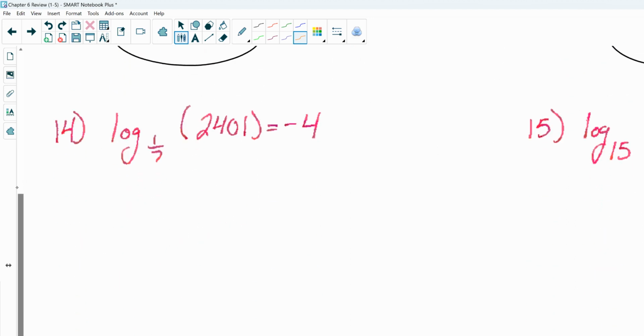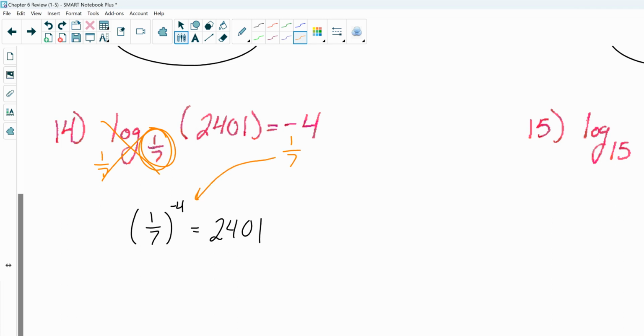Number 14. Well, with our switching method, we had 1/7 to the negative 4 is equal to 2,401. We're just putting both sides to the base of 1/7 because those will cancel. We're picking 1/7 because the base of the logarithm is 1/7. This is this here and this here. And our last one would be 15 to the 1st is equal to 15.